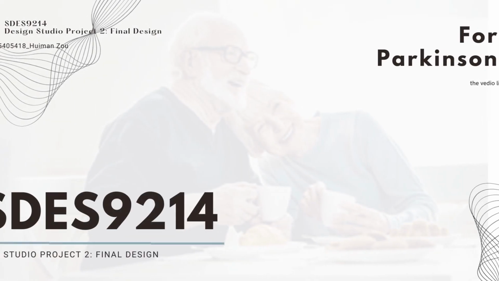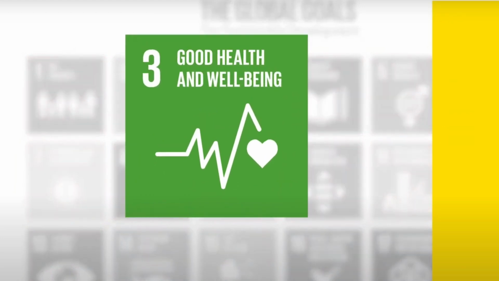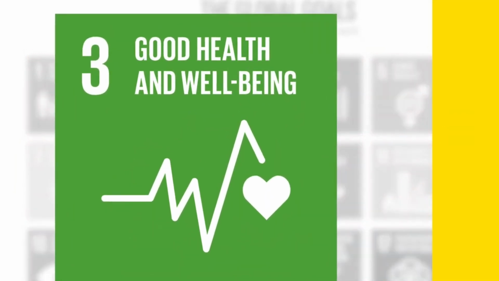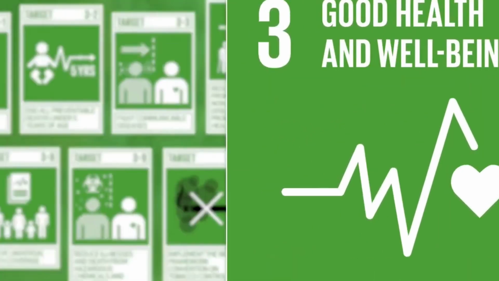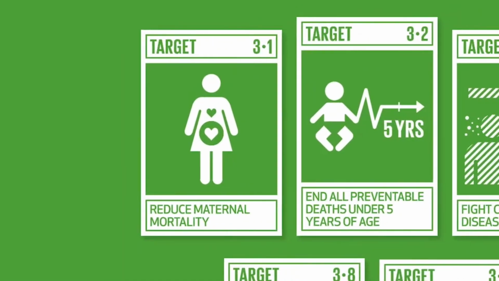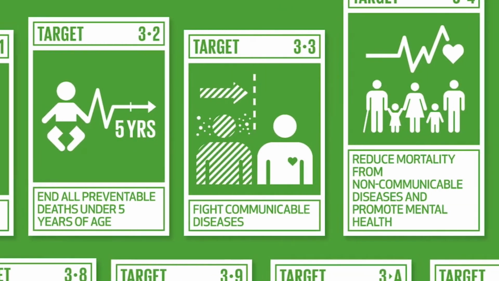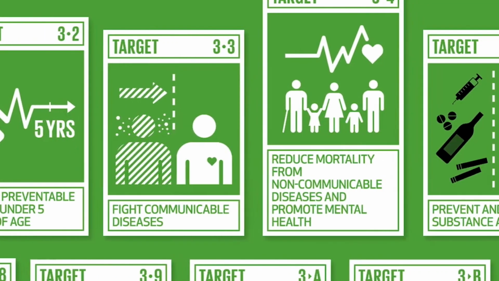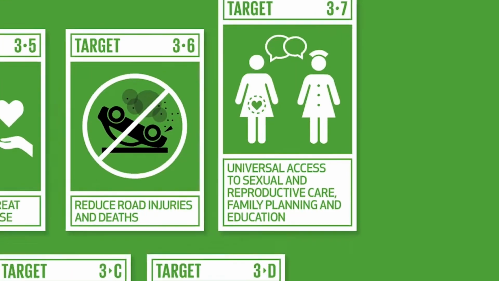Hi everyone, the presentation about design for Parkinson's. It belongs to Z5405418, which ensures healthy lives and promotes well-being for all people of all ages, building a happy society. It has a lot of targets, including ending premature death under the age of 5. Parkinson's belongs to the old-age health and disease category.